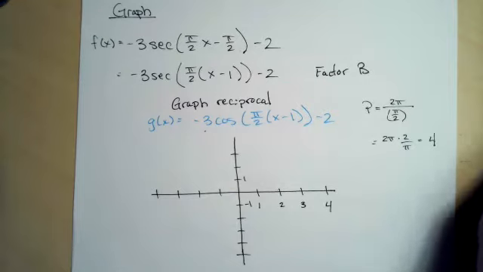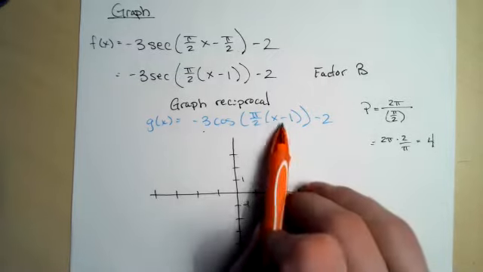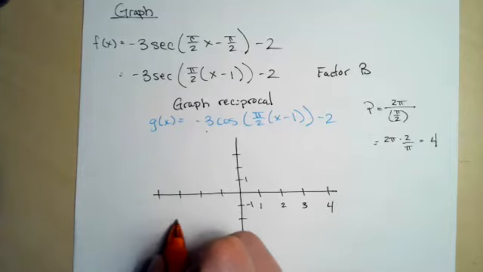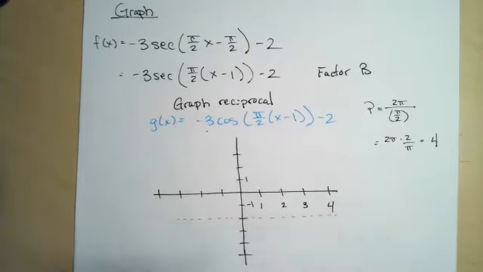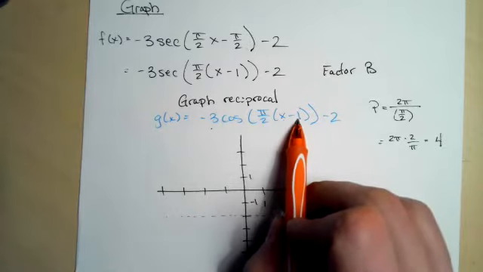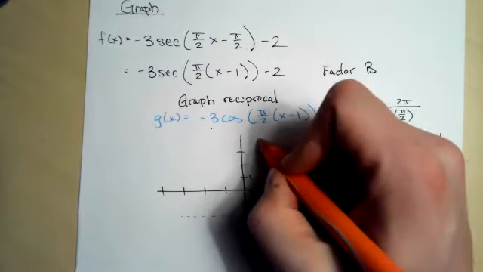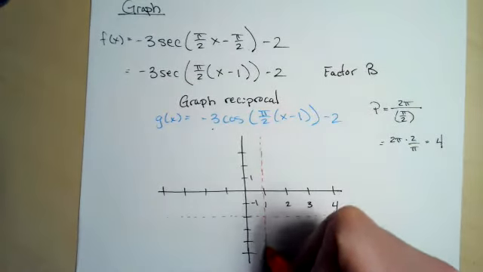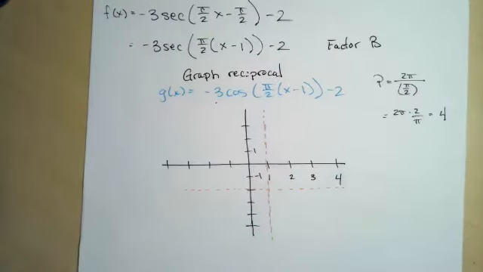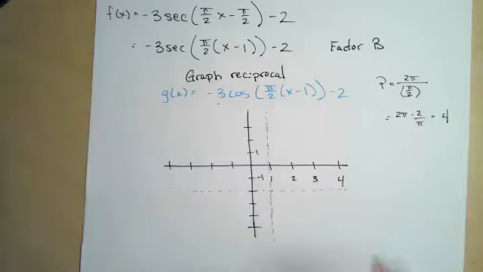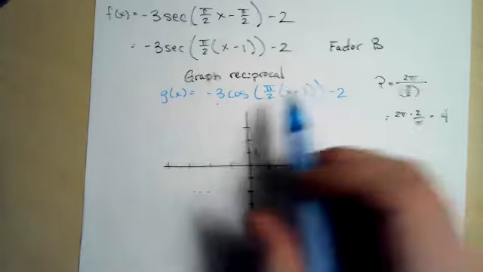Now let's plot our ghost axes, based on our vertical and horizontal shift. Vertical shift we're going down 2. So that's going to shift our midline down 2. And then the starting point is going to go right 1. So we're going to consider this as like our new origin. And then we're graphing cosine.